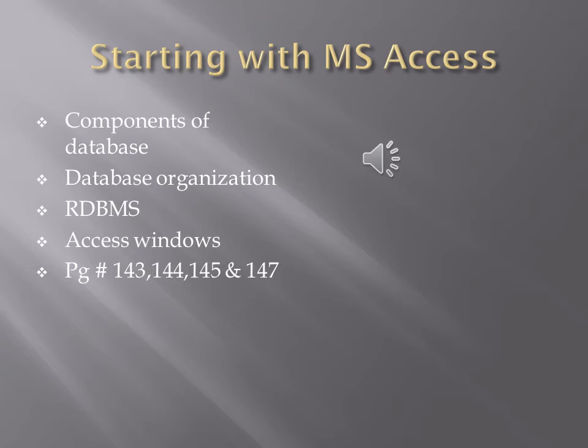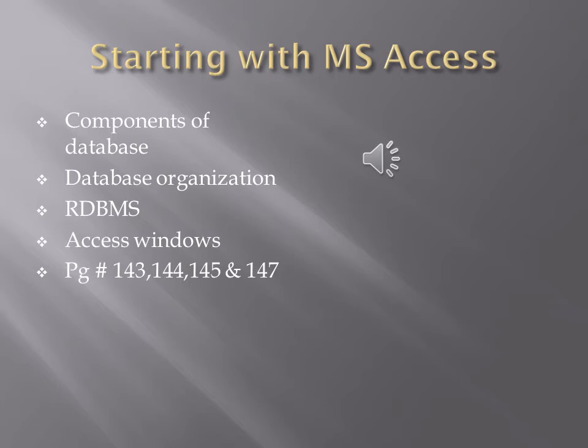So let's move to the next chapter, which is MS Access. Starting with MS Access, we will cover this chapter over here as a revision. In this chapter we have already learned the components, the organization of database. So these are the very important topics for your online quiz. You have to see in your book page number 143, page number 144 and page number 145 and 147. 143, 144, 145, 147. These are the pages. You have to go through these things for your online quiz.